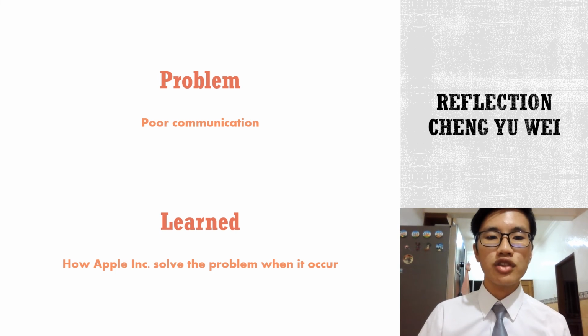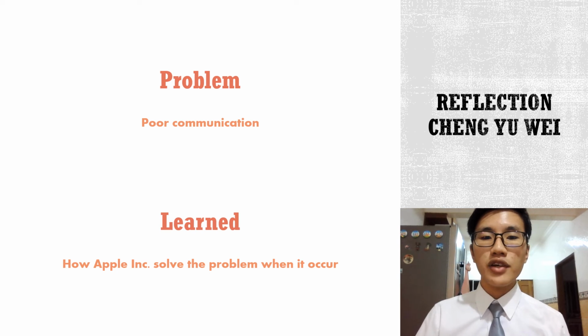In conclusion, during this assignment, I faced poor communication, as I did not understand what we needed to do in this assignment, and to overcome it, I frequently asked for help or asked questions of my group members if there was anything I didn't understand. From this assignment, I also learned how Apple managed to solve the issue when it occurs and how they maintain the competitive position in the market.